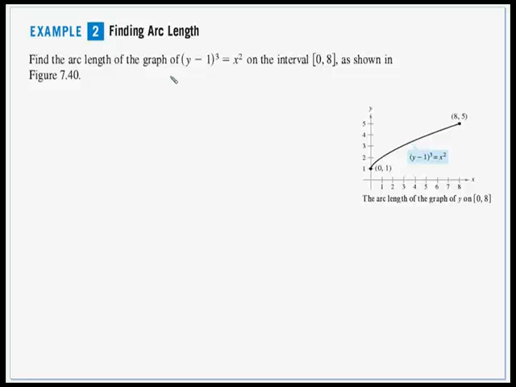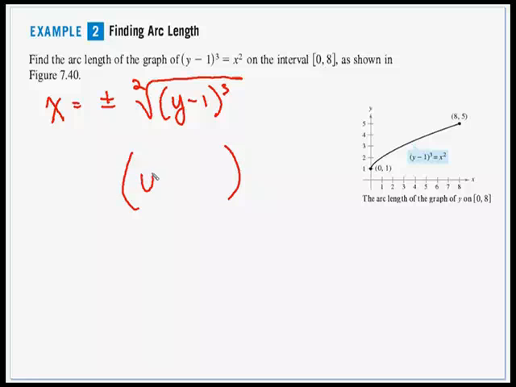So let's first solve for x. If we square root each side, we're going to get x equals plus or minus the square root of the quantity y minus 1 to the third power. Because we're only here in the first quadrant, we can disregard the negative root and just stay with the positive one, and we can rewrite that as a rational exponent, y minus 1 quantity to the 3/2 power. So there's our function, x equals y minus 1 quantity to the 3/2.